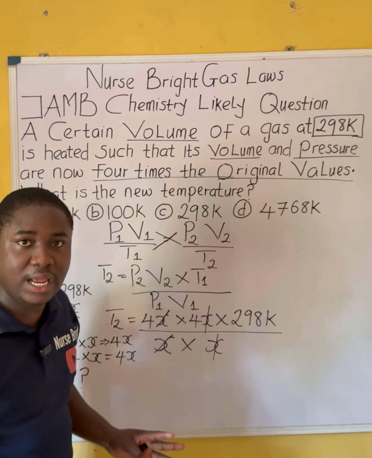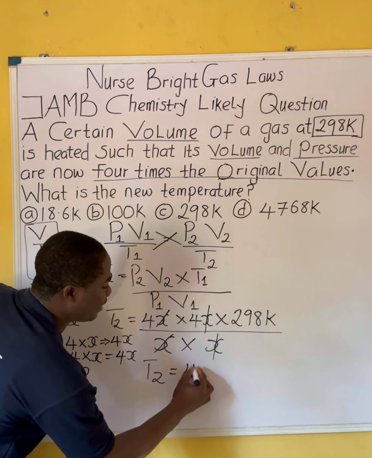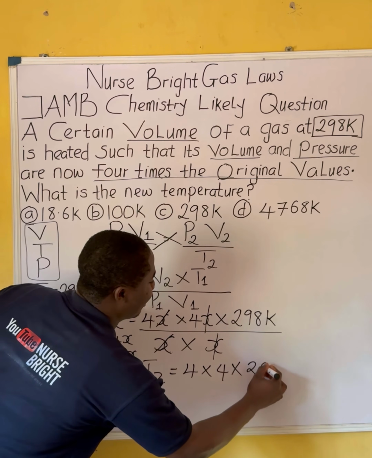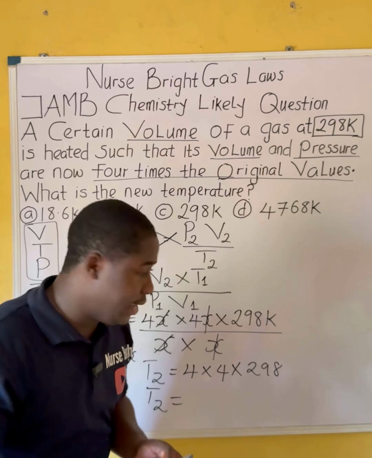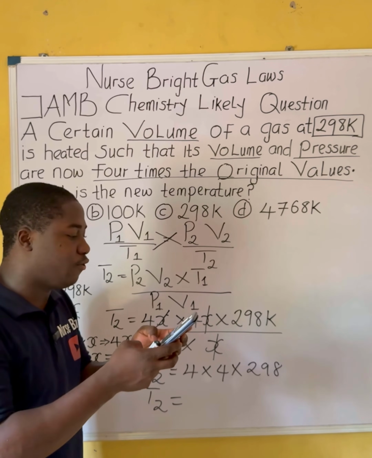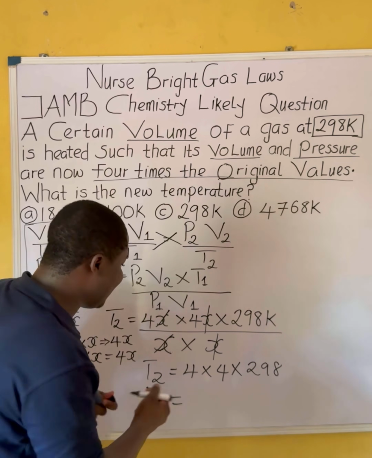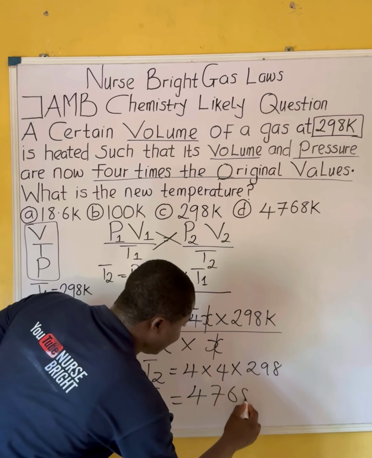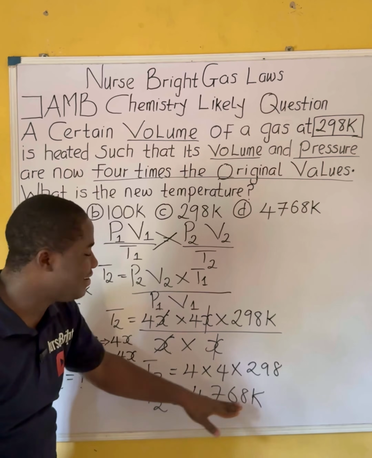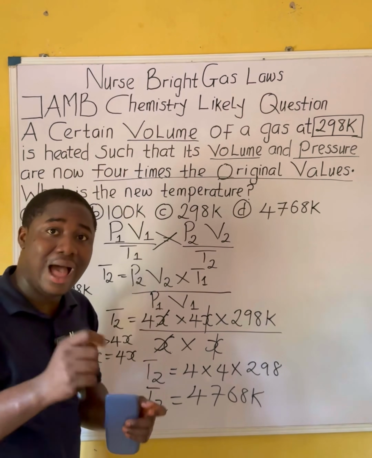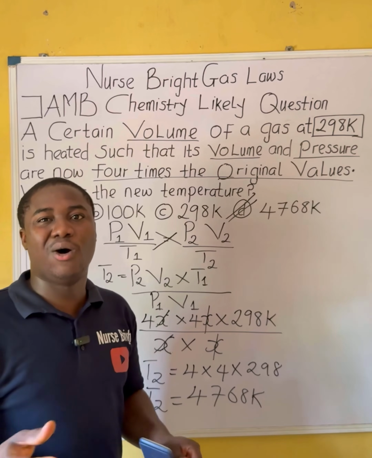So T2, which they are asking us to solve for, will now be 4 times 4 times 298. So what then happens? T2 will now be equal to what? Very easy. So guys, when we hit our calculator, what becomes T2? 4 times 4 times 298 is about 4,768. 4,768 Kelvin. So this is the new temperature, which is the final temperature they want us to solve for. And the answer to the question becomes option D. You can see how easy the question is. They are all very easy.